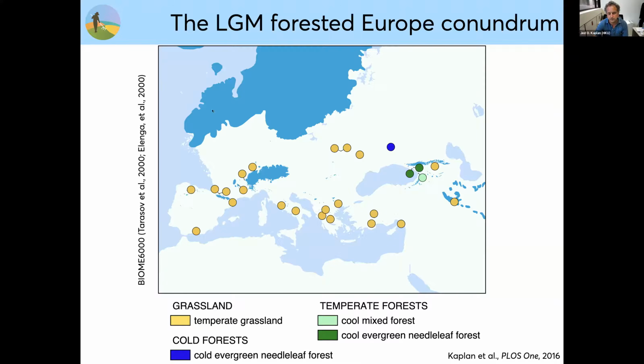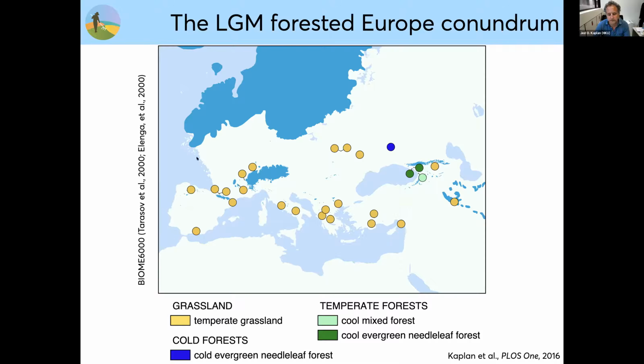The Fennoscandian and British Irish ice sheets are in dark blue at the north. This is the Alps, the Alpine ice sheet in the middle, and the Pyrenees. And you can basically make out the outline of the Mediterranean and the other major water bodies. You may notice some differences here. That's because sea level was about 100 meters lower during the last glacial maximum than it is at present, because so much water was locked up in these giant ice sheets. So that's why the coastlines look a little bit different.